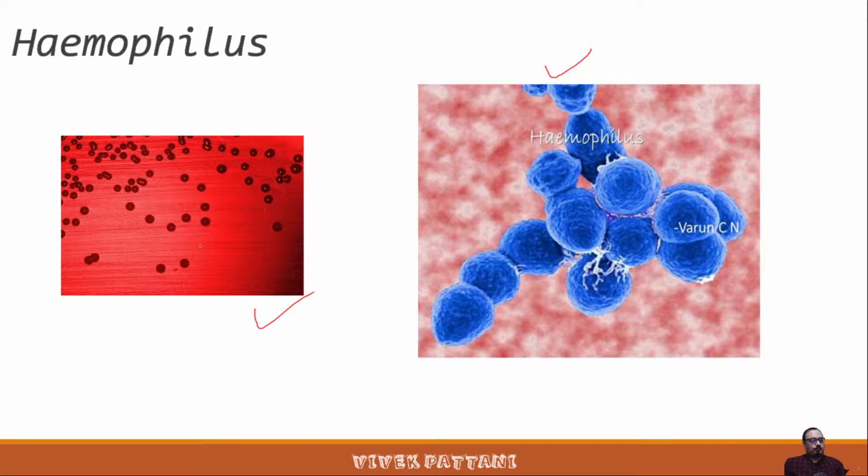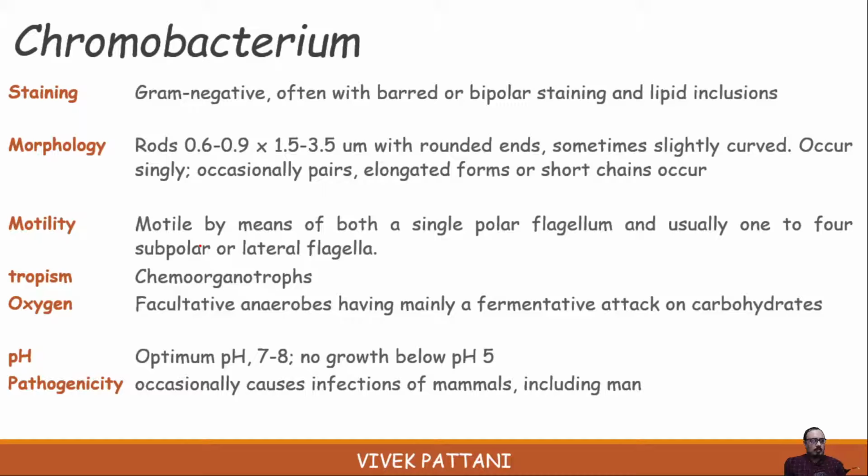Now moving further with the next bacterium, a colored bacterium; the name itself says Chromobacterium. It is often with bipolar staining and contains lipid inclusions. Cells are normally round at the ends, as well as some of them being rod shaped. They are motile by means of a single polar flagellum and usually 1 to 4 subpolar or lateral flagella.